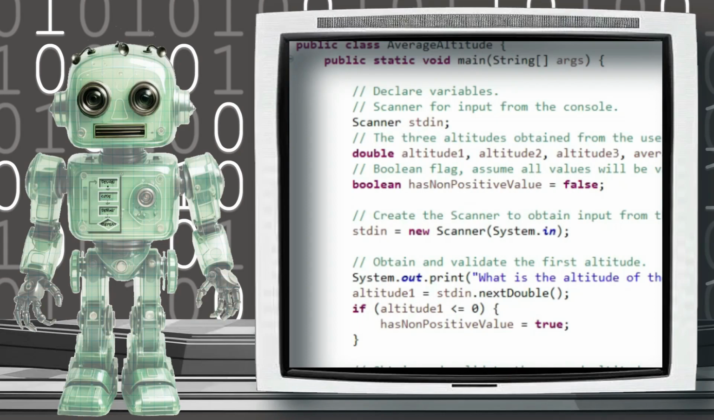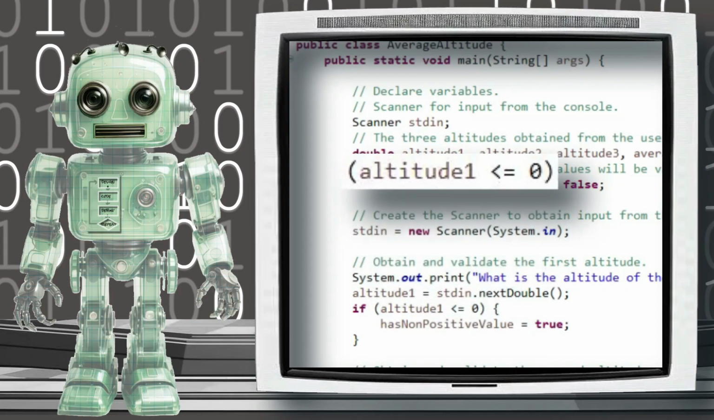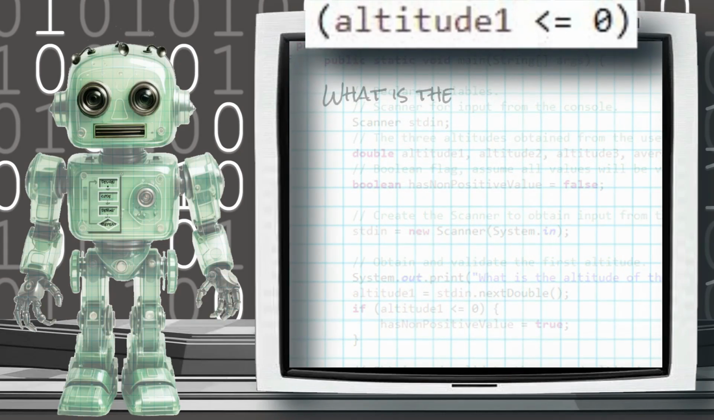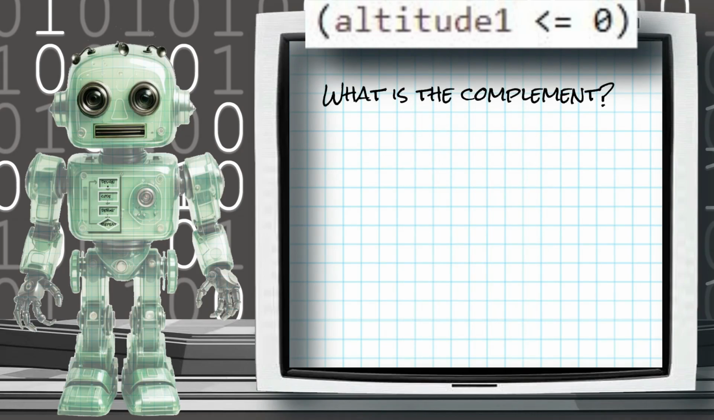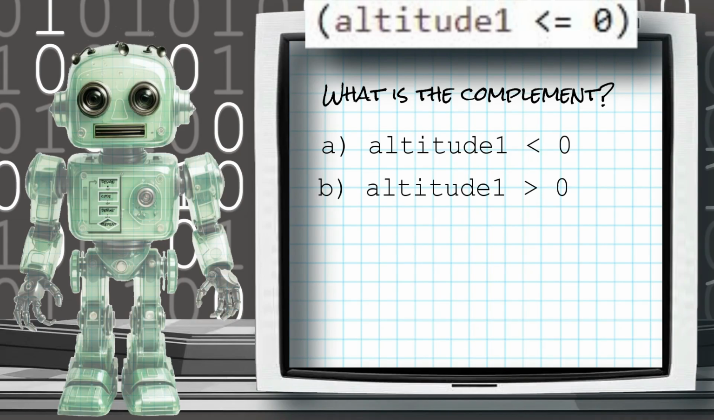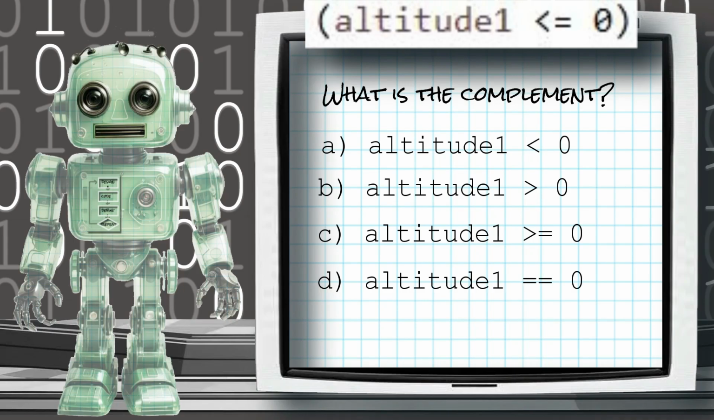We have an expression, altitude1 less than or equal to 0. The complement of this expression will always be true when altitude1 less than or equal to 0 is false, and will always be false when altitude1 less than or equal to 0 is true. Is it A, altitude1 less than 0, B, altitude1 greater than 0, C, altitude1 greater than or equal to 0, or D, altitude1 equal to 0?